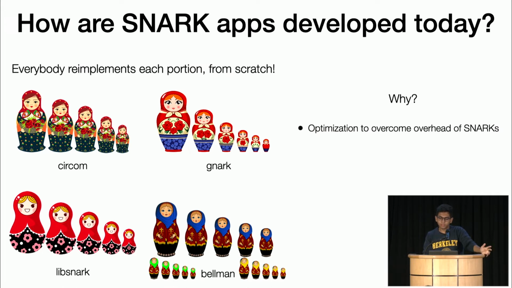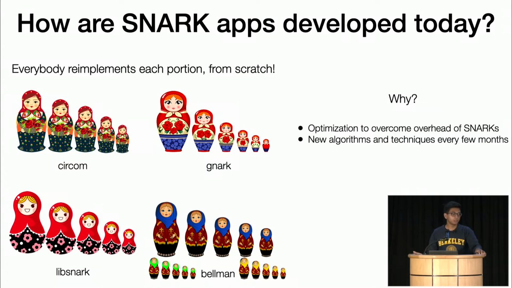Okay, and why is this? It's because SNARKs, you know, are a very cool object, but they're also a very heavy cryptographic object, right? So there's a lot of optimization that you need to do to overcome the overhead that this cryptography imposes upon you. So each team does its own optimization. And it's a very fast moving space, so every few months there's a completely new technique or algorithm which changes the trade-offs that you can make.